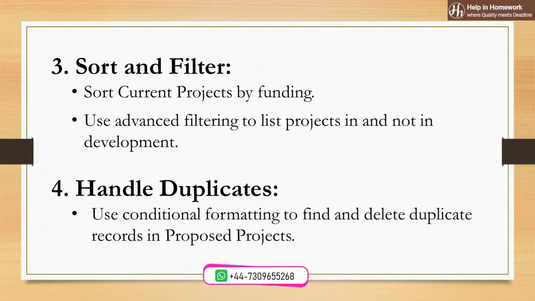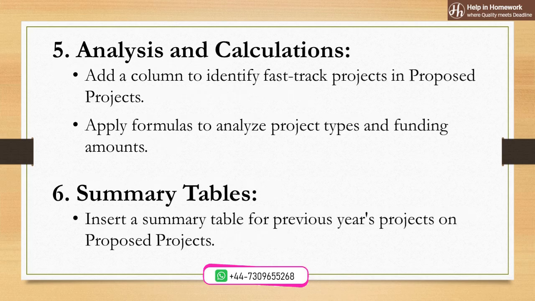3. Sort and filter. Sort current projects by funding. Use advanced filtering to list projects in and not in development. 4. Handle duplicates. Use conditional formatting to find and delete duplicate records in proposed projects. 5. Analysis and calculations. Add a column to identify fast-track projects in proposed projects. Apply formulas to analyze project types and funding amounts.